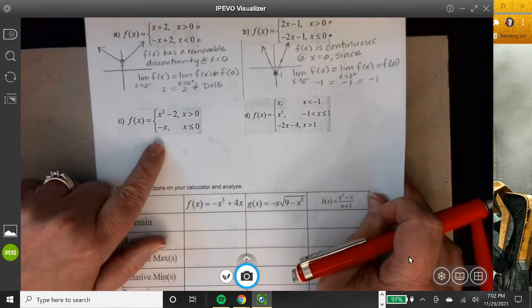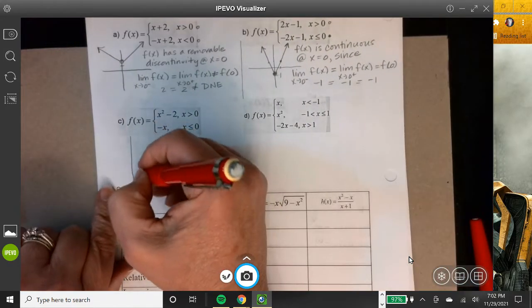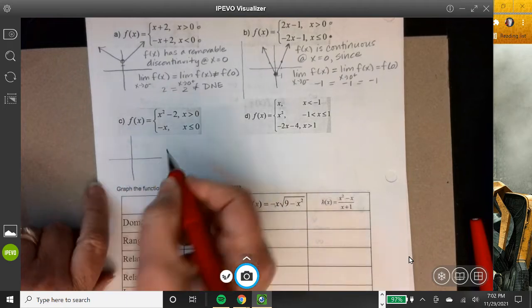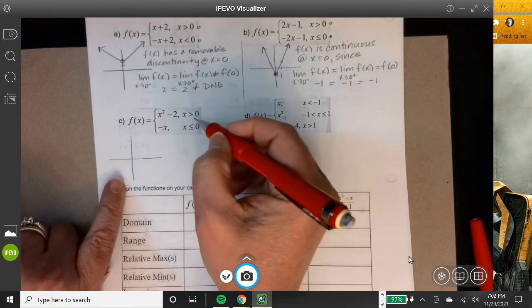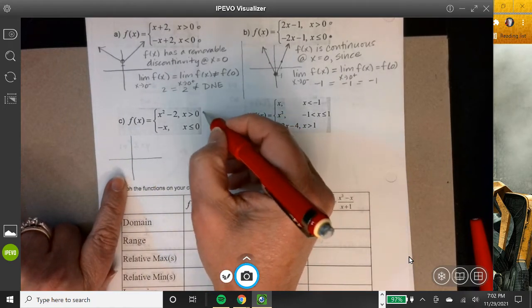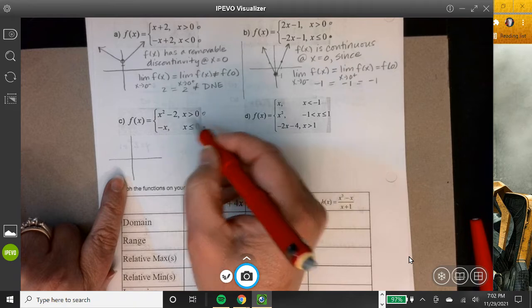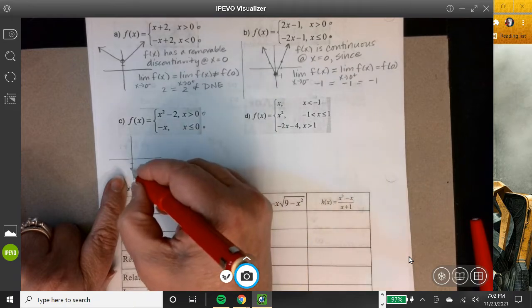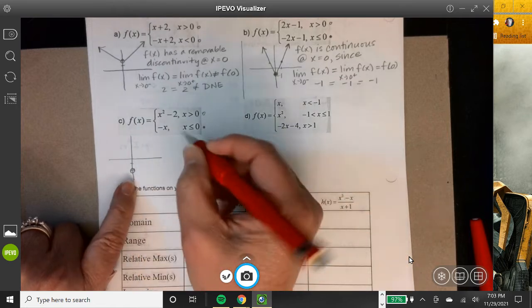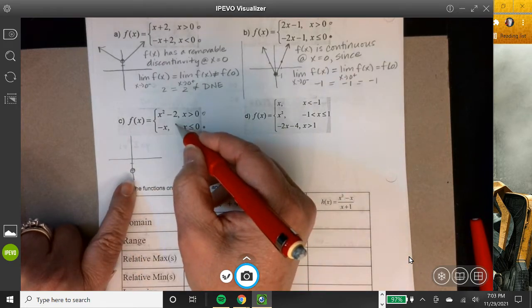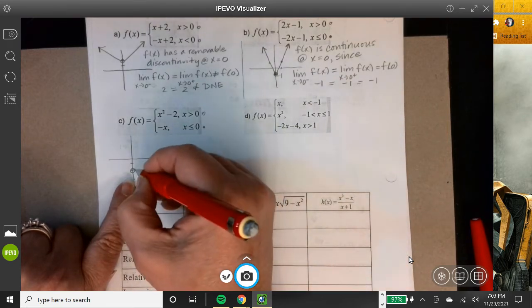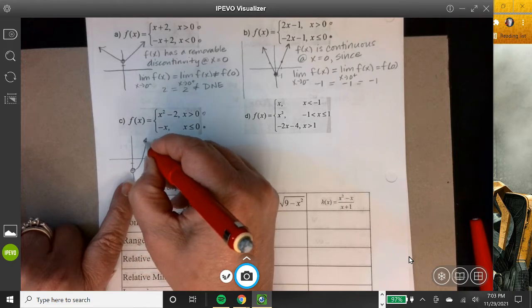All right, let's try this next one. So they would connect or not connect at 0 here. So when I plug in 0, this is an open dot, and this is a solid dot. Okay, so let's see what happens. x squared minus 2 for x greater than 0. When I plug in 0, I get -2. And it's an open dot. And it's a parabola that's shifted down by 2, but I only want the right half. Okay?